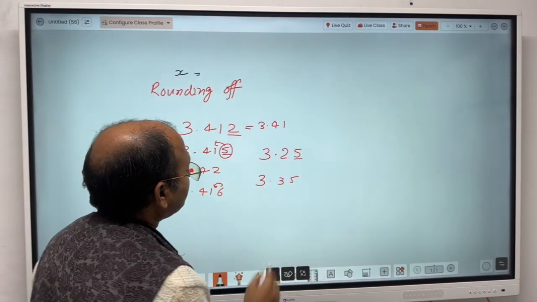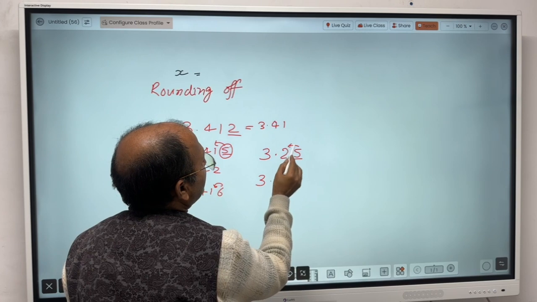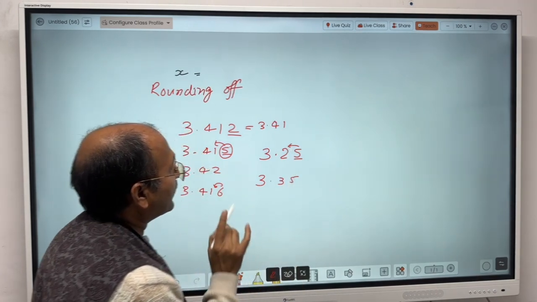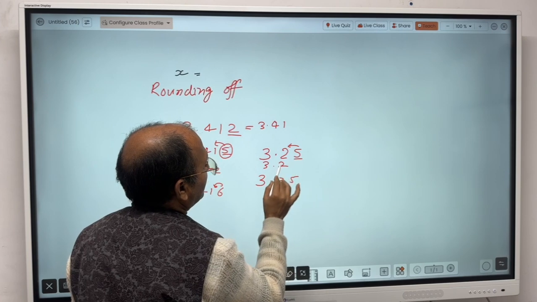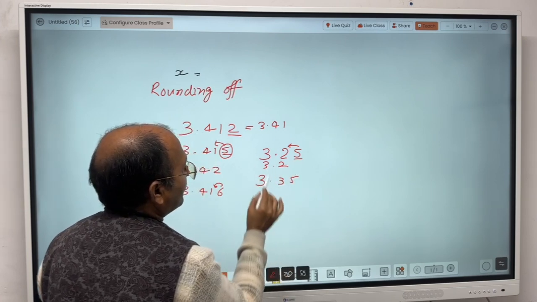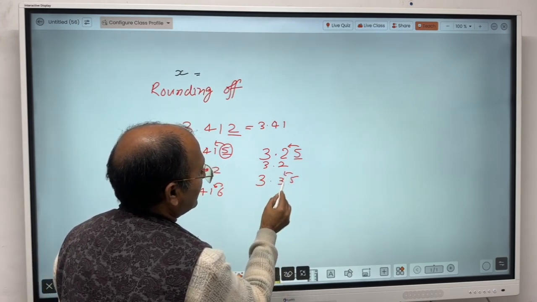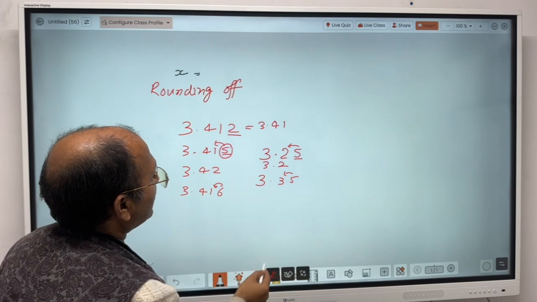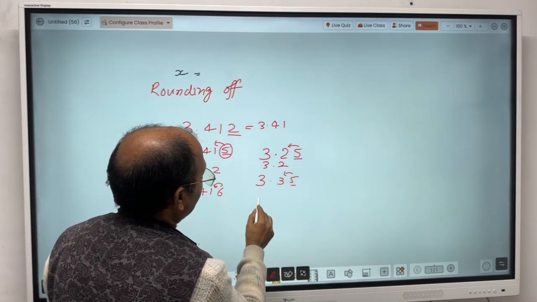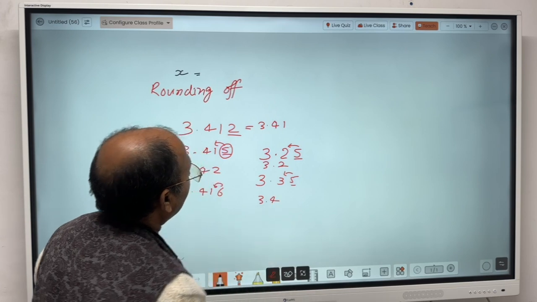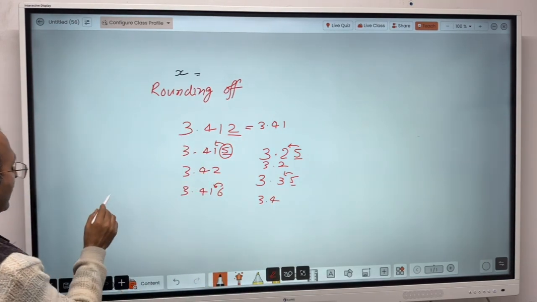So there is one question. If the previous number is even, then we don't increase. We just write it 3.2. We cannot write 3.3. But here the previous number is odd. When the previous number is odd and we want to remove 5, in that case there must be an increment. So 3.4. I think you have understood the concept.